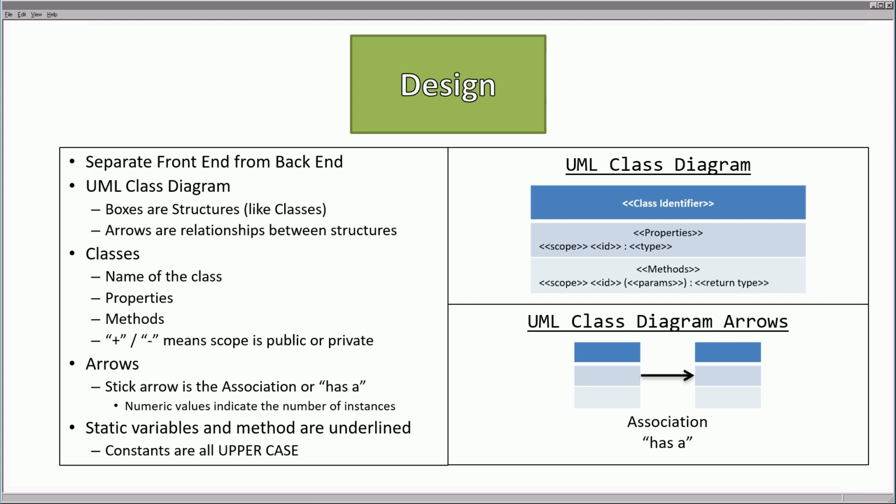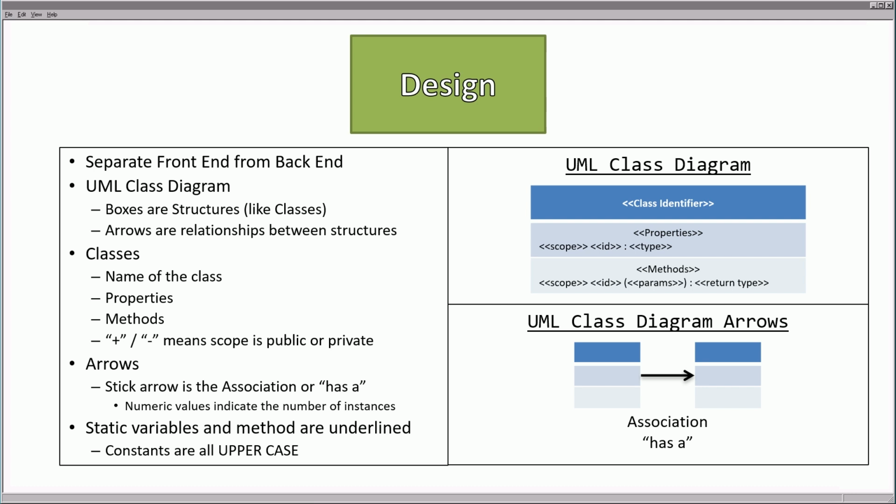This Unified Markup Language class diagram consists of a couple of parts. First, you have boxes, which are structures just like classes. Now also, you have arrows that show the relationship between the structures. So it shows the relationships between the classes. How do they work together?